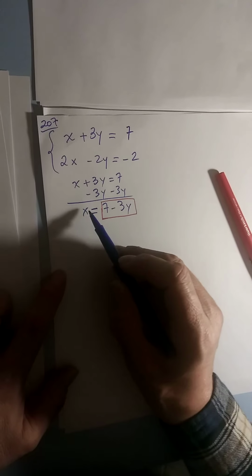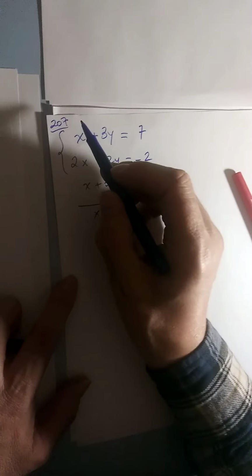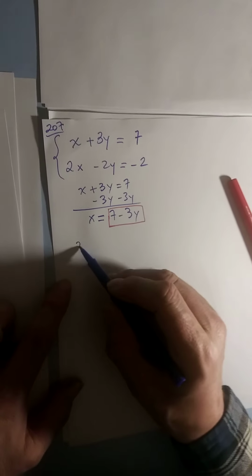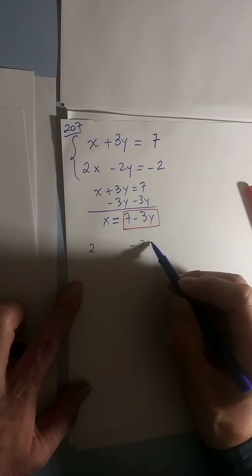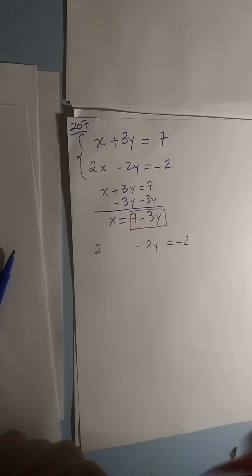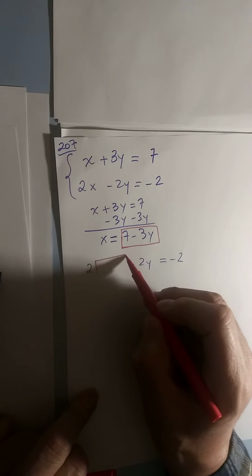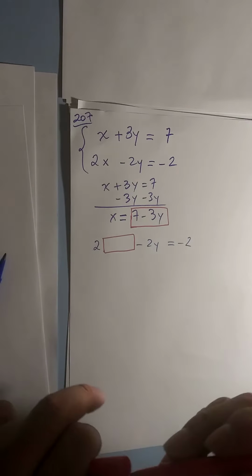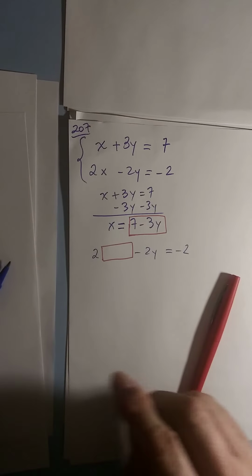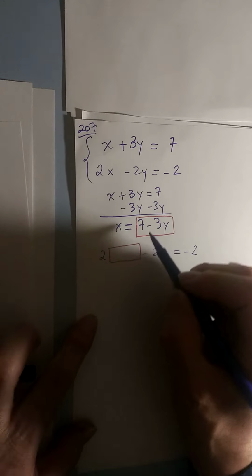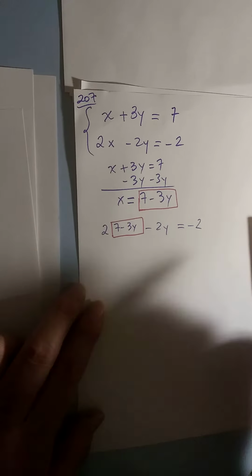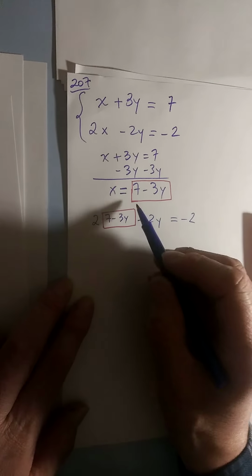Okay, so x equals 7 minus 3y. We've used the first equation. The equation we have not used yet is the second one. So it's 2x minus 2y equals minus 2. But we're representing x by a red box, the x box. So 2x minus 2y equals minus 2. Now what's going to go inside this red box, the x box, is 7 minus 3y. And this acts like a pair of parentheses.